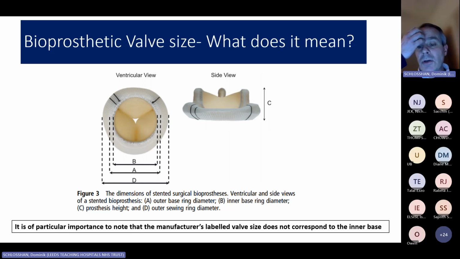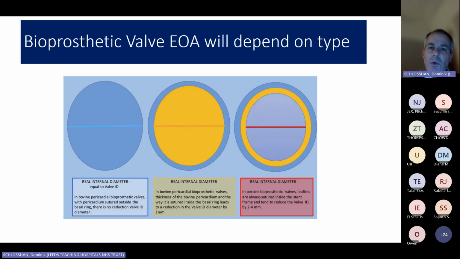So that's why it's of particular importance to note that the manufacturer's labeled valve size does not correspond to the inner base or the inner diameter here. So if you have a 21 millimeter mitral flow or 21 millimeter paramount, that doesn't mean that there's 21 millimeter of orifice available for the patient, and that's really important. It is significantly smaller. So why is it smaller?